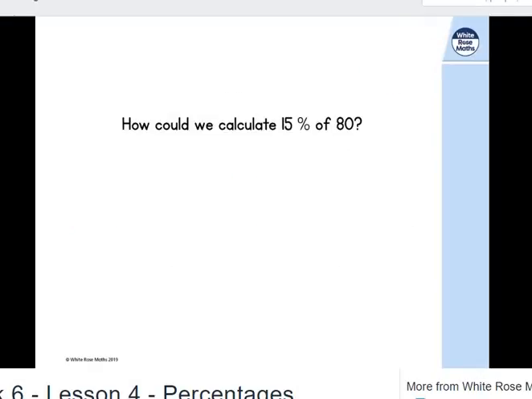How could we calculate 15% of 80? It's a bit more of an awkward percentage, that. How could we do it? Pause the video, have a think for yourself first.